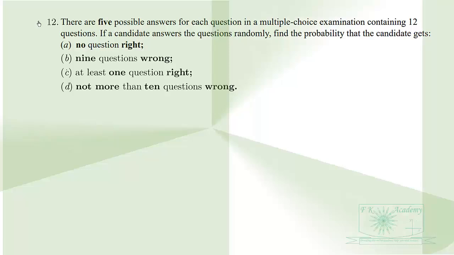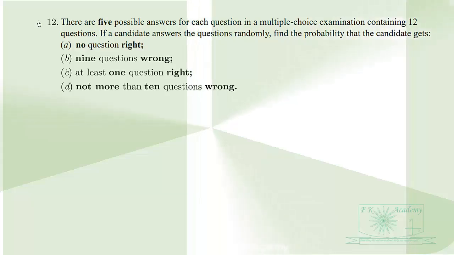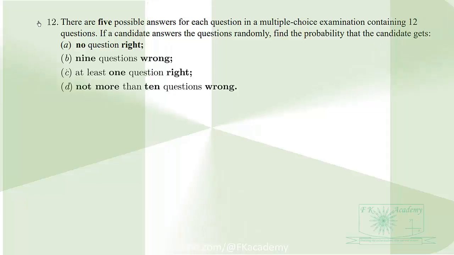We have question number 12 here. There are 5 possible answers for each question in a multiple choice examination containing 12 questions. If a candidate answers the questions randomly, find the probability that the candidate gets no question right, 9 questions wrong, at least 1 question right, not more than 10 questions wrong.